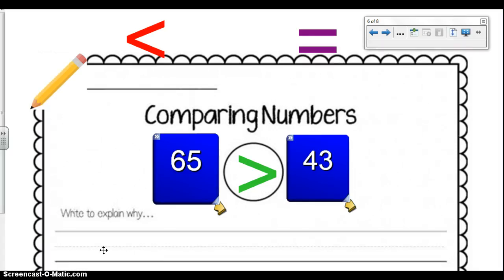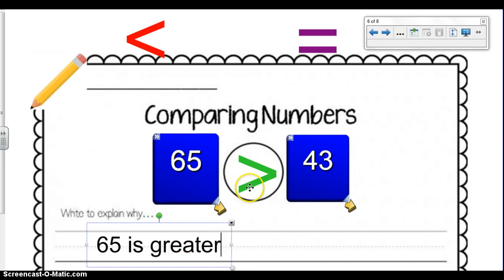All right, if you wrote a sentence explaining this number, you would start with 65. And I know that when Mr. Alligator's looking at the first number, that means greater than 43. 65 is greater than 43.